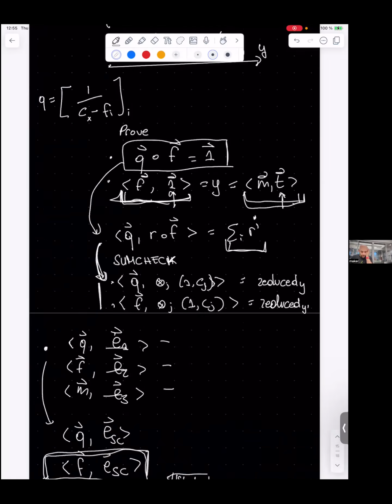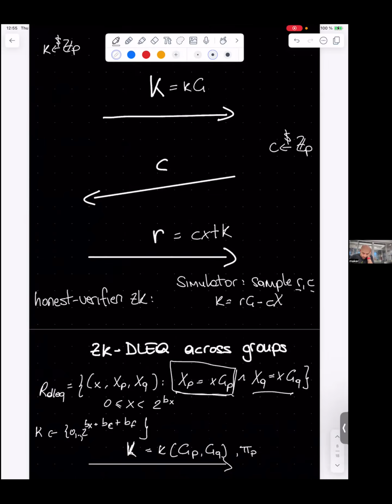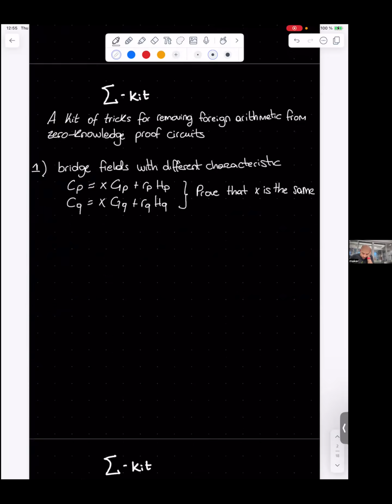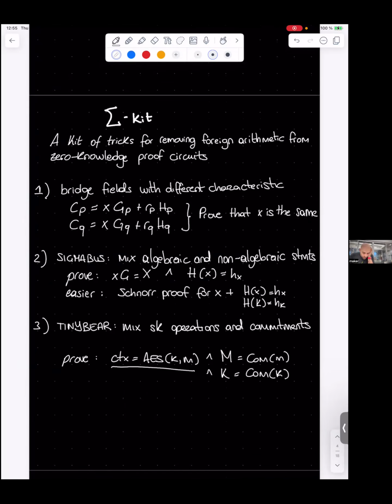Yeah, so wrapping up, what did we do? Let me go back to what were the contributions. The idea that motivated this work was that we saw a lot of places where you had different fields, where you had foreign arithmetic that had to be put in zero knowledge proofs. And we showed a bunch of different techniques in which these zero knowledge proofs can be made more efficient by removing this foreign arithmetic from the field and using other tricks for playing with it.